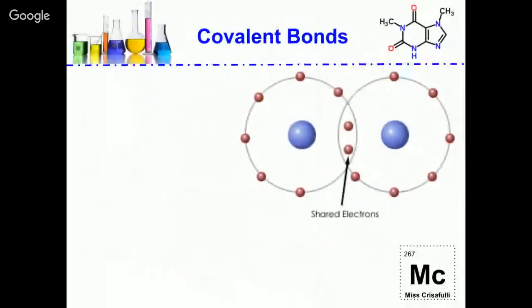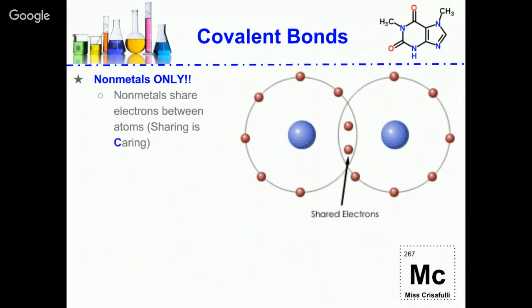Covalent bonds are the last bond that we're going to talk about. They're made up of nonmetals only, so those are going to be the elements on the right side of the periodic table. Remember, nonmetals share the electrons between the atoms, so sharing is caring. C stands for covalent bonds.